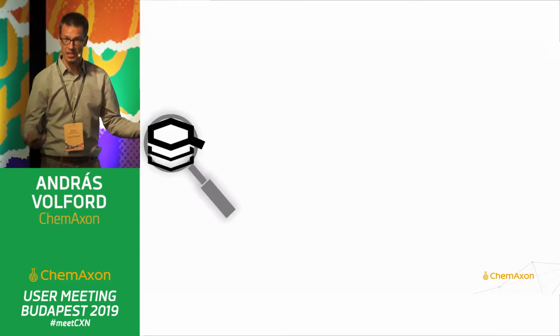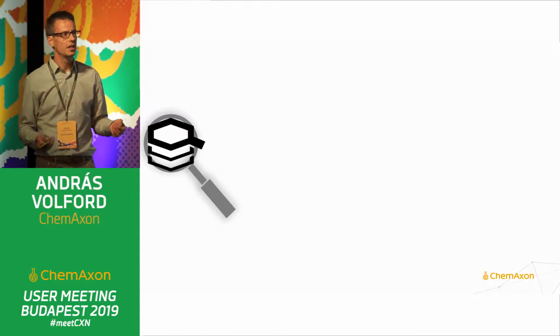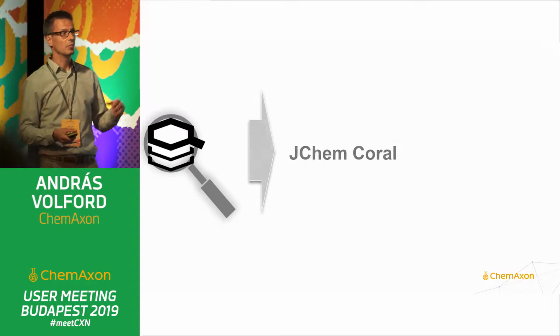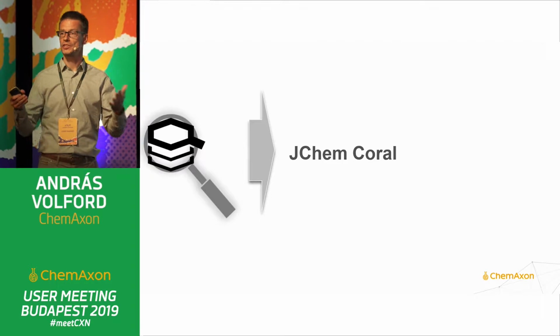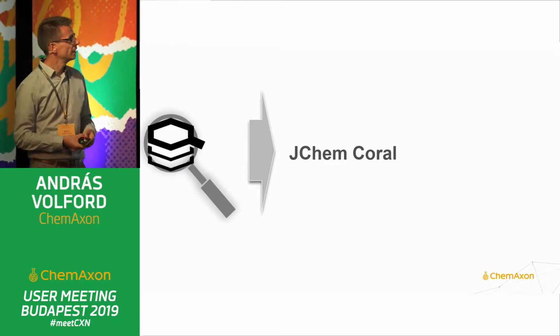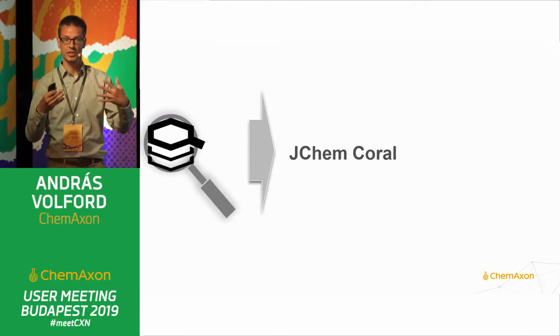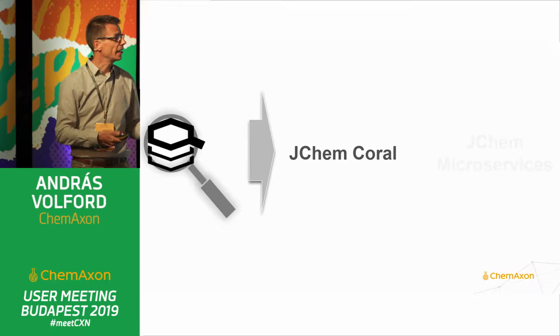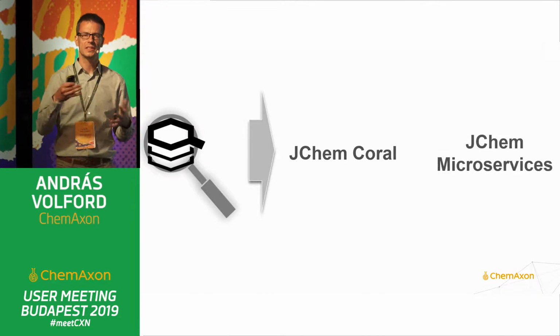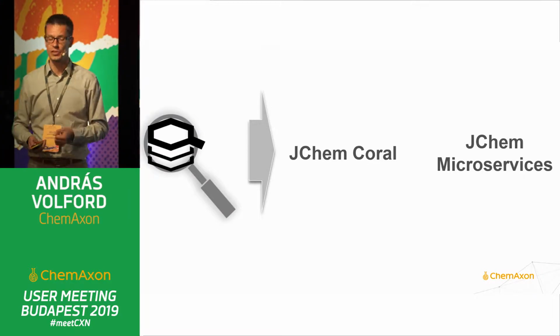So this year, probably in March, we released JChem Choral, which is the JChem Oracle cartridge with the new engine behind it. And this already has all the nice features which this tool provides us. Also, at the end of last year, we came out with JChem Microservices, having these feature sets.